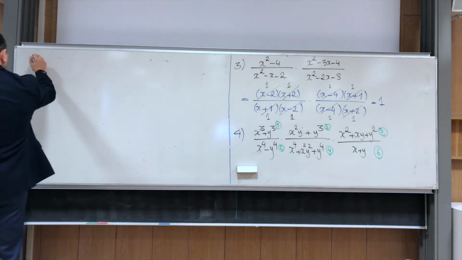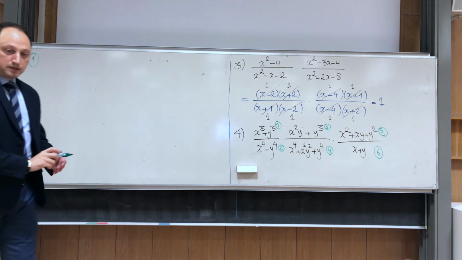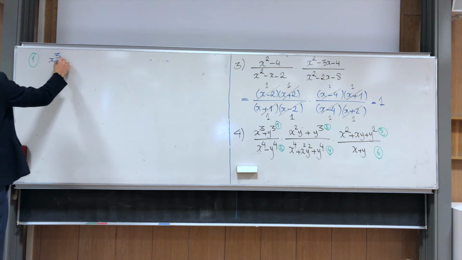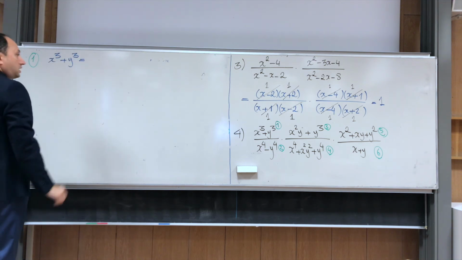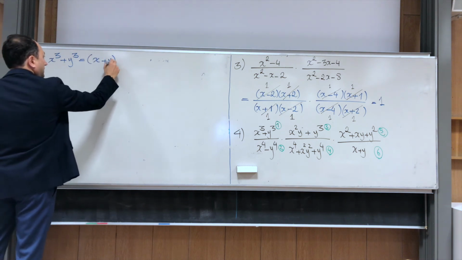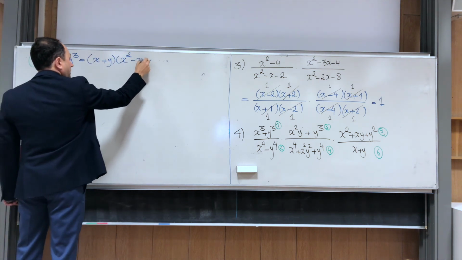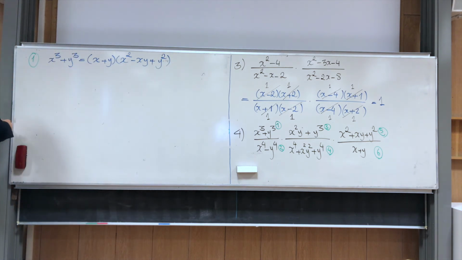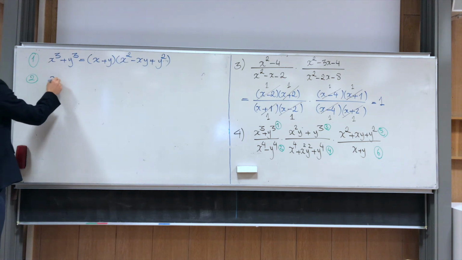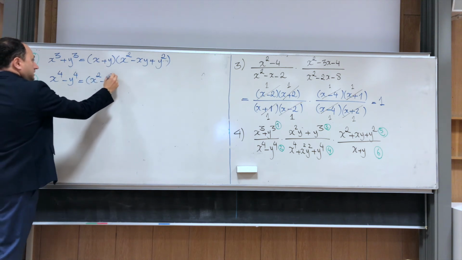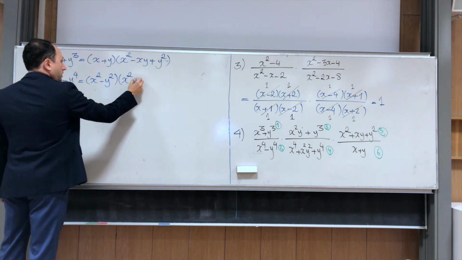For example, number 1, so x to the 3 plus y to the 3 can be factorized, if you remember the correct identity, of course. Yes, do you remember using identities to factorize polynomials? This is a very famous one. So it is x plus y, x squared minus xy plus y squared. This is the factorization of number 1. Factorization of number 2 is also simple. It's the conjugate rule 2 times, if you remember. This becomes x squared minus y squared multiplied by x squared plus y squared.